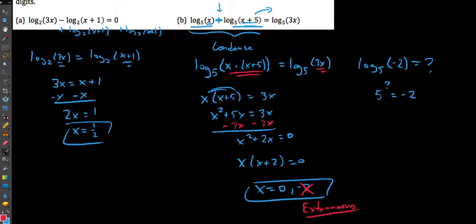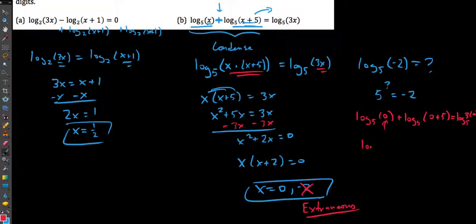Okay. So I'm also going to check 0 in this case, and what I notice is I get log base 5 of 0. I'll actually write out the rest of this just to show all my work here. I don't want you to think I'm cheating you. Equals log base 5 of 3 times 0. And this is also a problem I have here.